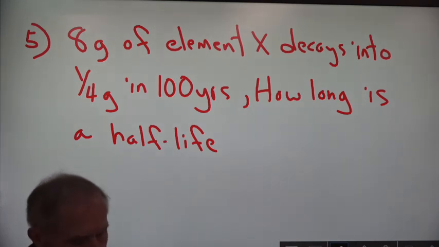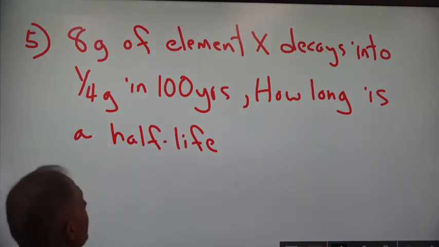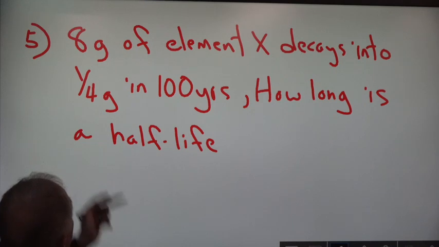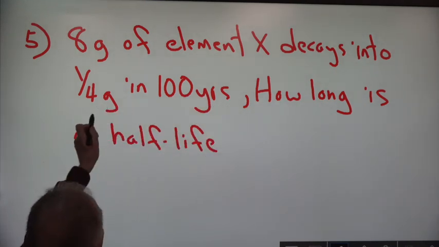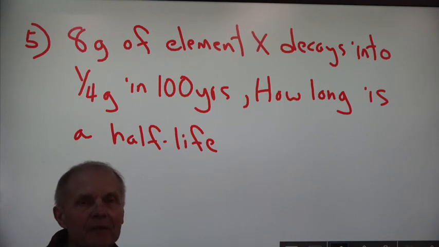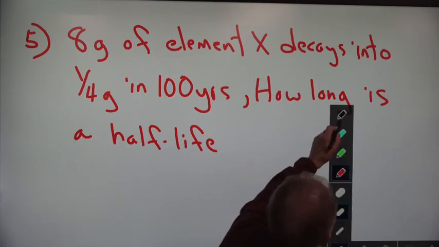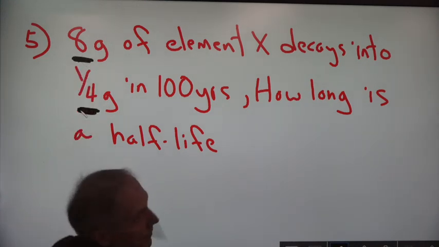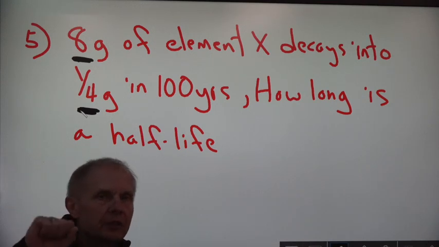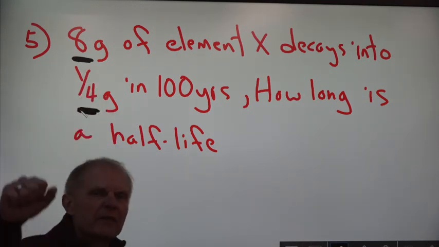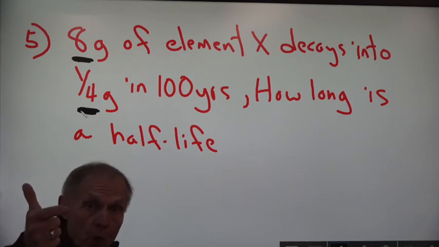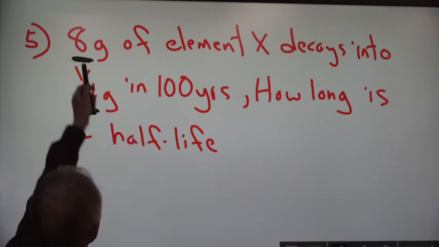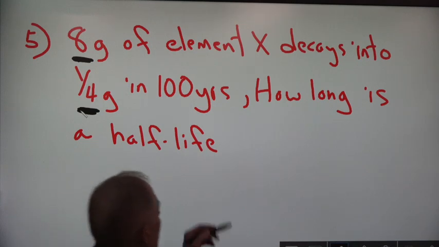All right, this is another one that doesn't look anything like the preceding questions. 8 grams of an element X decays into 1/4 of a gram in 100 years. They want to know what the half-life is. Remember the first 2 questions we had? I gave you grams we started out with, I gave you grams we end up with. So now you can use your fingers. 8 grams, the first half-life knocks it down to 4, 2, 1, 1/2, 1/4. So going from 8 to 1/4 of a gram, you have 5 half-lives.